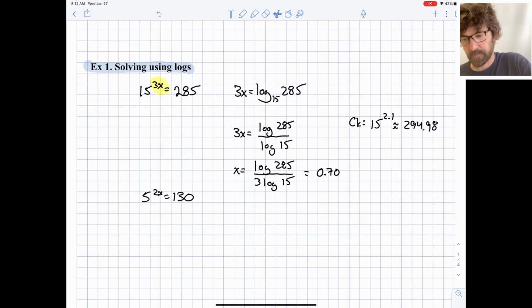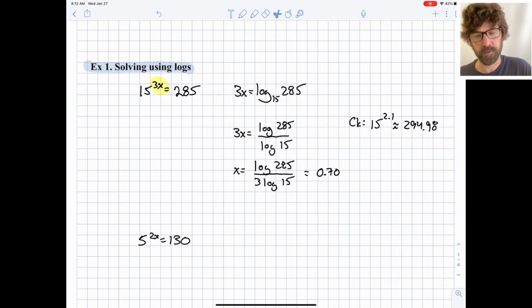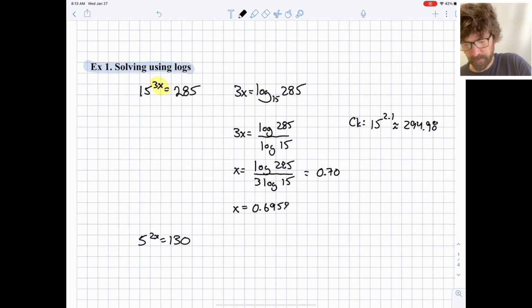I want to actually try something here and see how that changes if we go out more decimal places. So let's actually redo this problem, but simply write out more decimal places and see if we can get a little bit closer. So I'll write out 4 decimal places, and I get 0.6958. Okay, and as a check for that, let's plug that in, 15 to the 3 times 0.6958, and see what we get here.